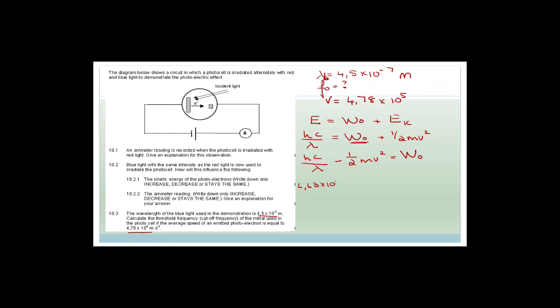So that is 6.63 times 10 to the negative 34. You can find that on your formula sheet. Multiplied by the speed of light, which is 3 times 10 to the 8. All divided by the wavelength they give us, which is 4.5 times 10 to the negative 7. Minus a half times the mass, which is 9.11 times 10 to the negative 31, multiplied by the velocity which they gave us, which is 4.78 times 10 to the 5, all squared.